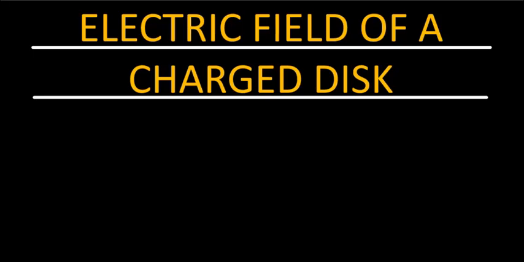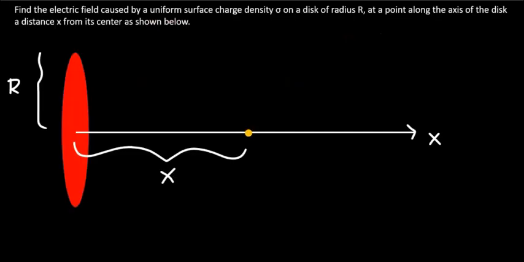In this video, we shall show you how to calculate electric field due to a charged disk. Let's look at the following problem. Find the electric field caused by a uniform surface charge density sigma on a disk of radius r at a point along the axis of the disk at distance x from its center. Let's for the moment assume the charges on this disk are positive charges.